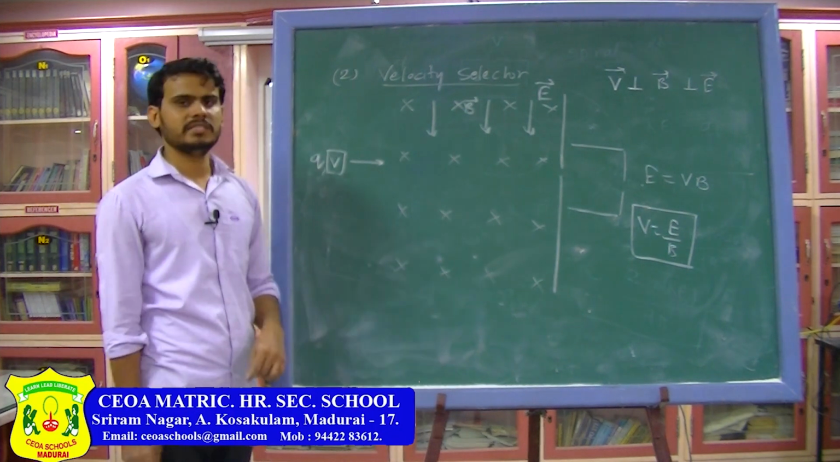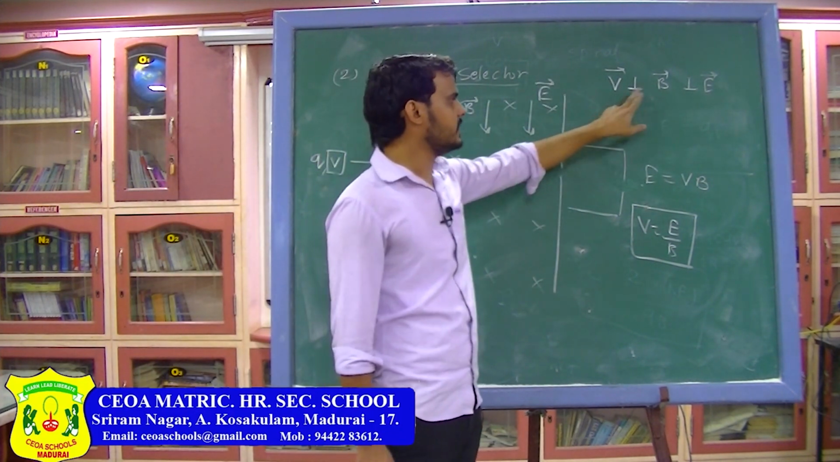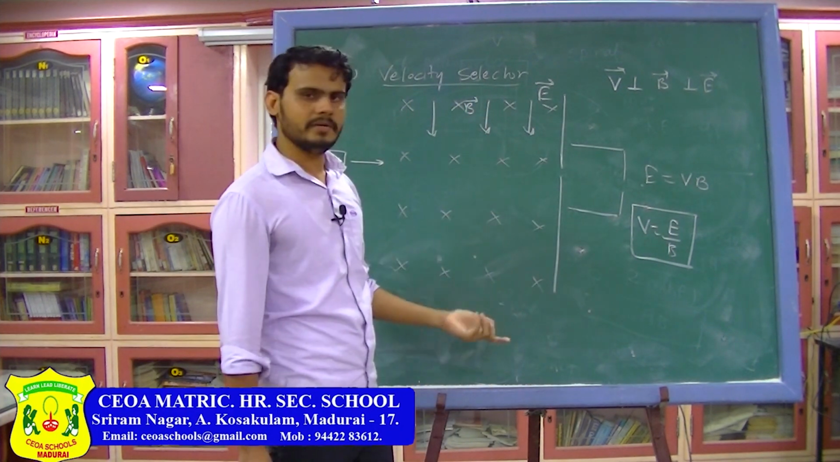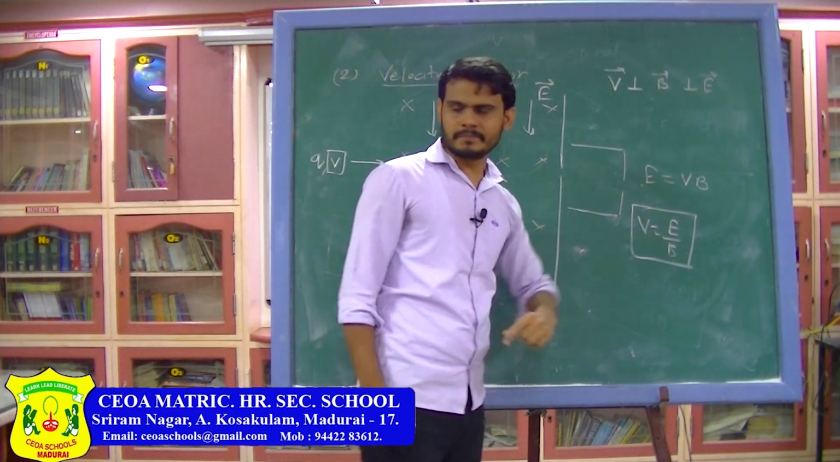In this one, you have to just remember two statements. First statement is, in velocity selector, velocity, magnetic field and electric field are perpendicular to each other. All three are perpendicular to each other, and the magnitude of velocity is given by E by B.